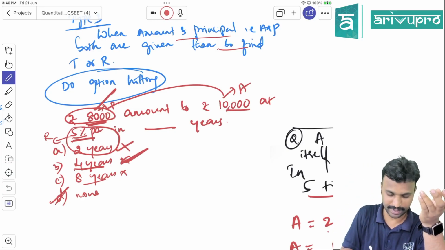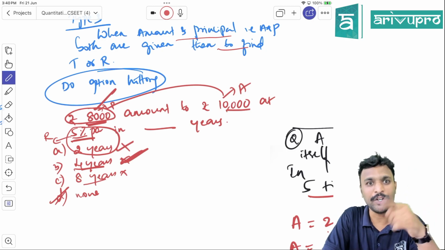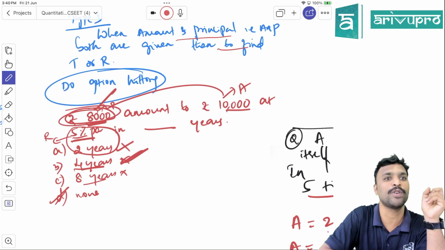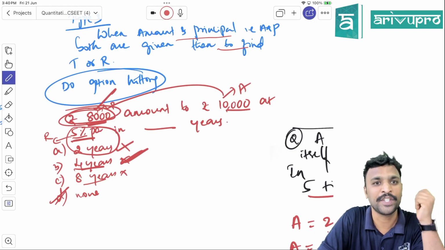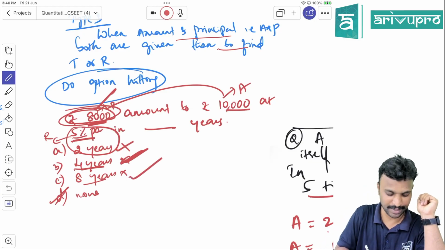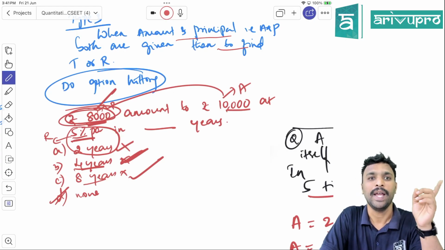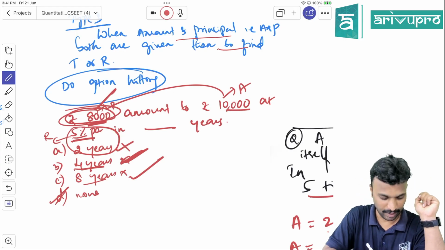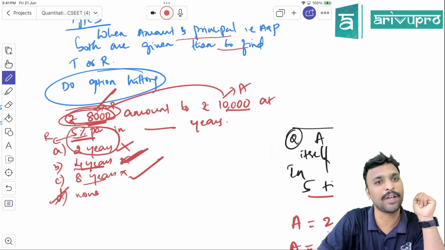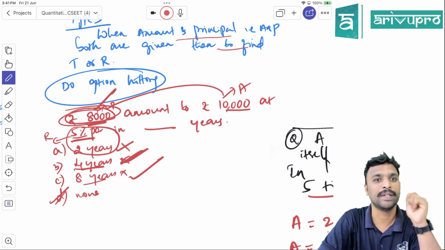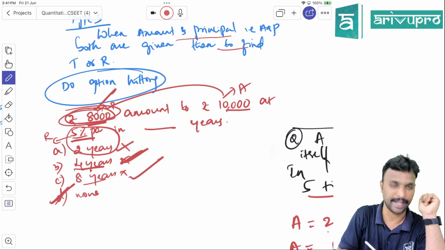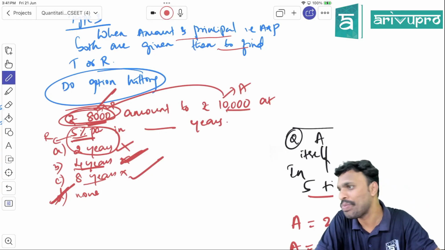Now if you take 4 years, 5 into 4 years is 20%. 20% on the principal is 1,600. You will not get 2,000 interest. Now the last option, the third option: 5 into 8 is 40%. 40% on 8,000, that is 8,000 into 40%, is 3,200. But the interest you should be getting is 2,000. So you're not getting it, therefore none of these is the answer.